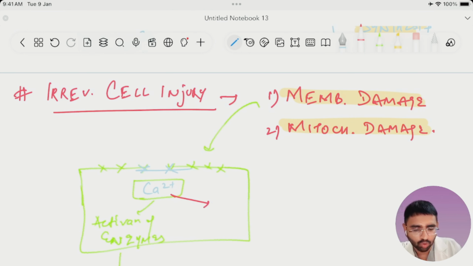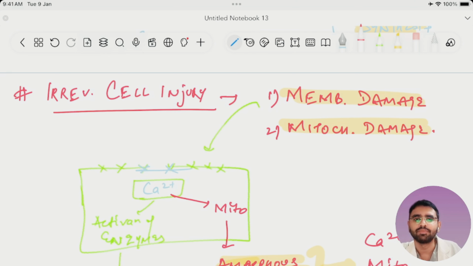Now, in mitochondria, there will be calcium. Calcium will lead to amorphous densities formation. It is very important to know that amorphous densities formation is related to 3 things: calcium, mitochondria, and irreversible cell injury.